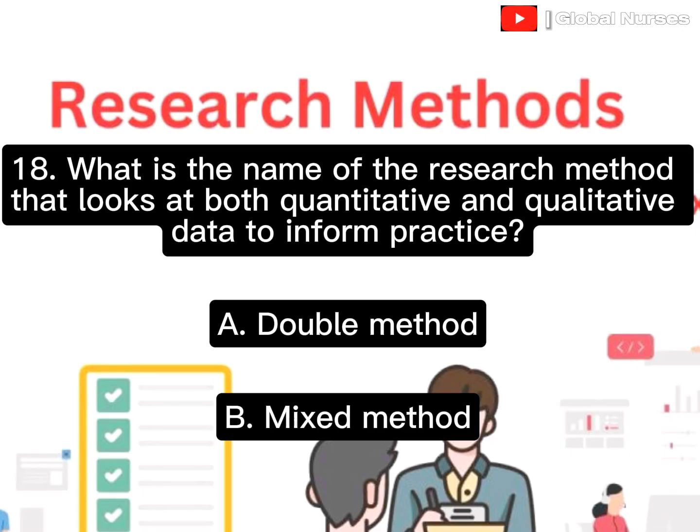18. What is the name of the research method that looks at both quantitative and qualitative data to inform practice? A. Double method. B. Mixed method.